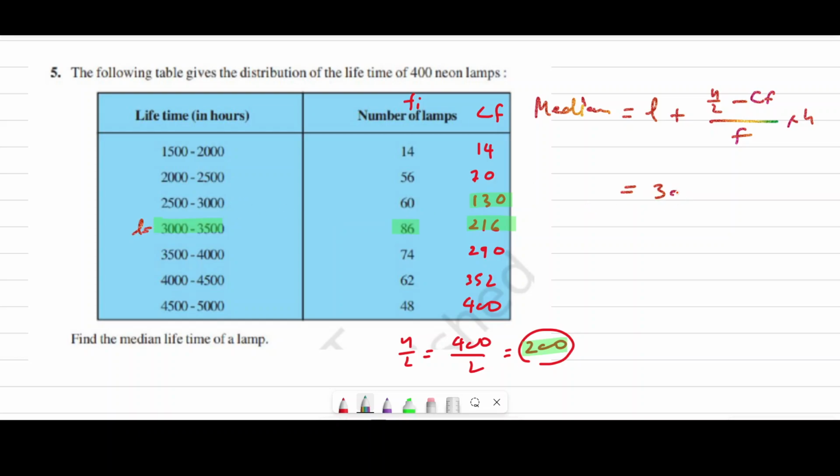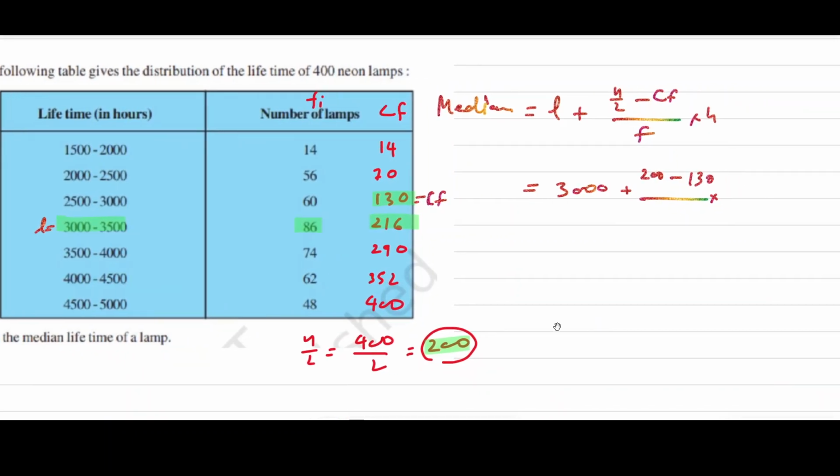So 3000 plus n by 2, that is 200, minus CF. CF is 130. So this is CF, the preceding frequency. Now 130 into H. What is the value of H? Calculate. This is 500. Clear? The difference is 500. So 500 here. Now what is the value of F? F is 86. Now calculate the value.